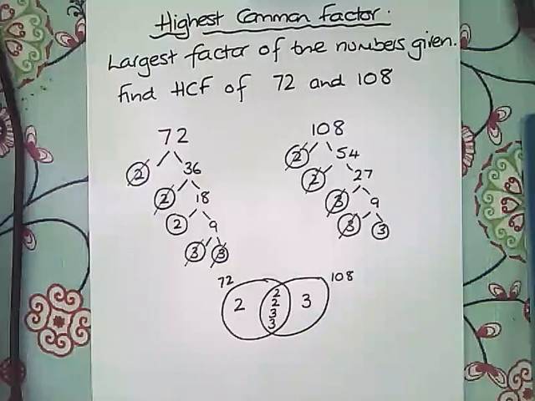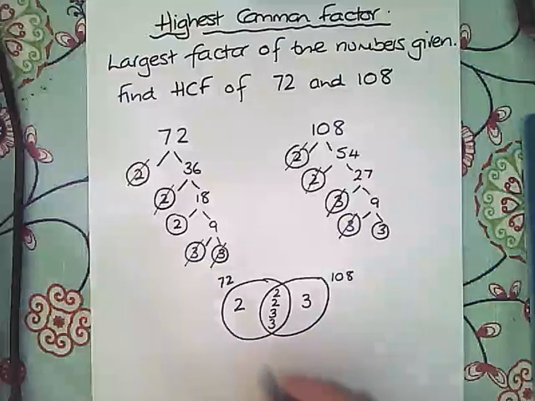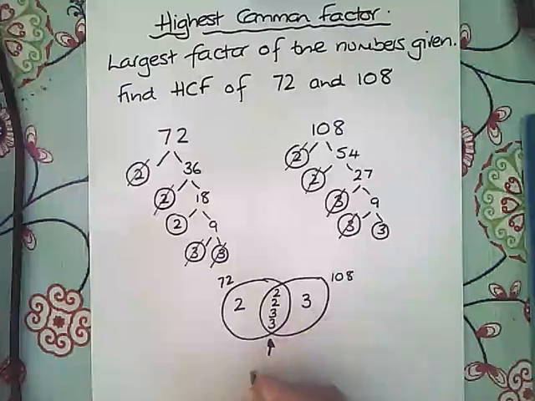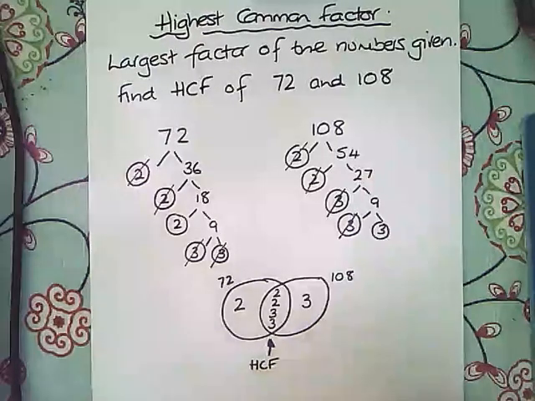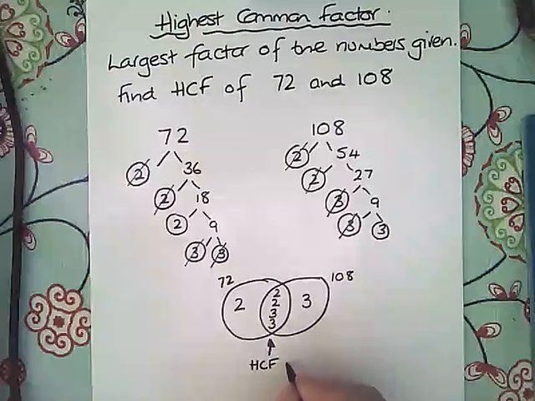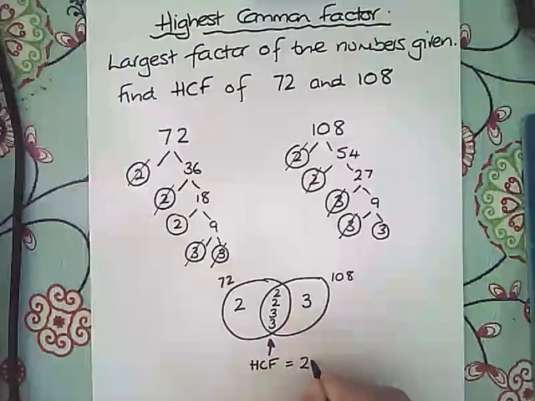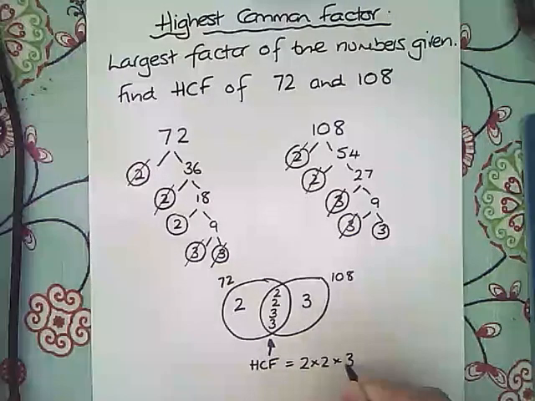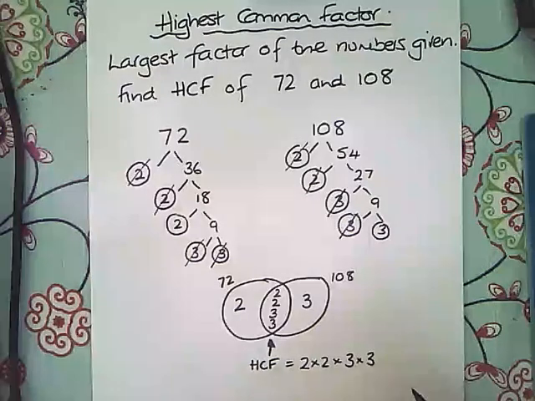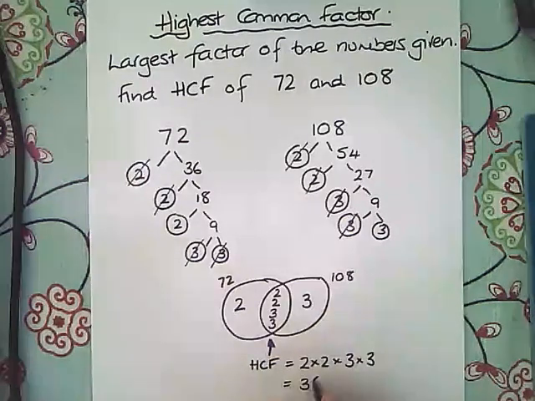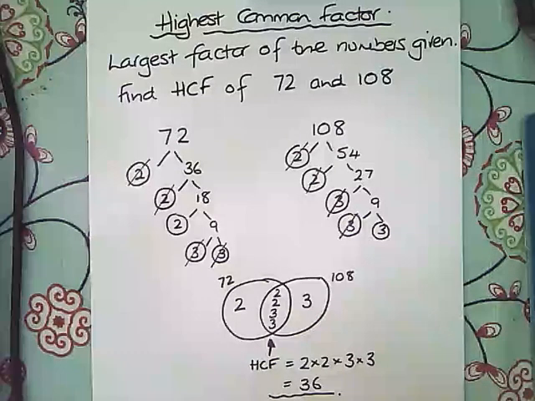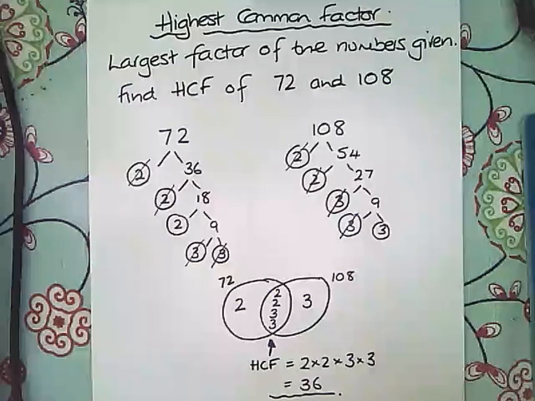Now to find our highest common factor, we look in the overlap here, and we multiply those numbers in the overlap together. So the highest common factor is equal to 2 times 2 times 3 times 3, which is 36. So 36 is the largest number that goes into 72 and also goes into 108. It is the highest common factor of those 2 numbers.